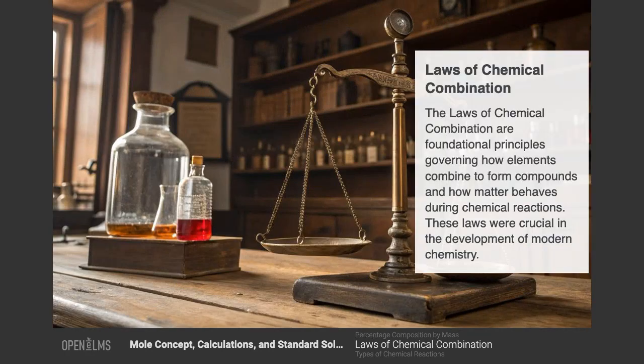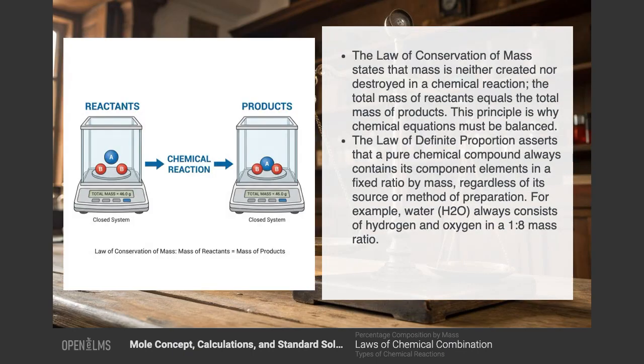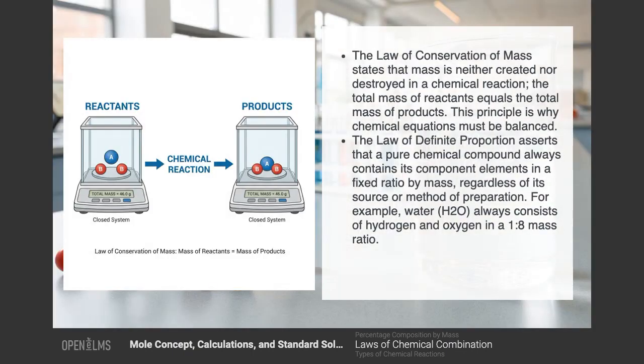Laws of chemical combination. The laws of chemical combination are foundational principles governing how elements combine to form compounds and how matter behaves during chemical reactions. These laws were crucial in the development of modern chemistry. The law of conservation of mass states that mass is neither created nor destroyed in a chemical reaction. The total mass of reactants equals the total mass of products. This principle is why chemical equations must be balanced.